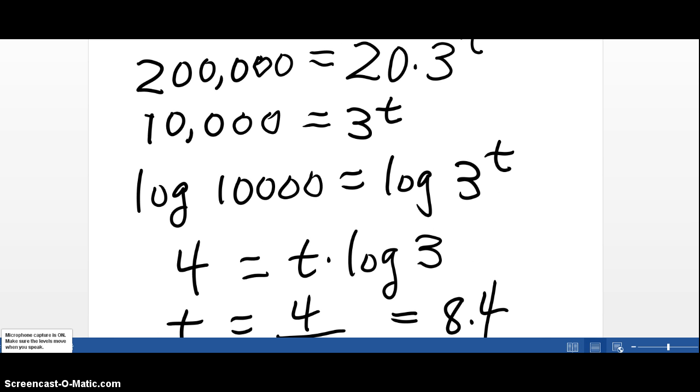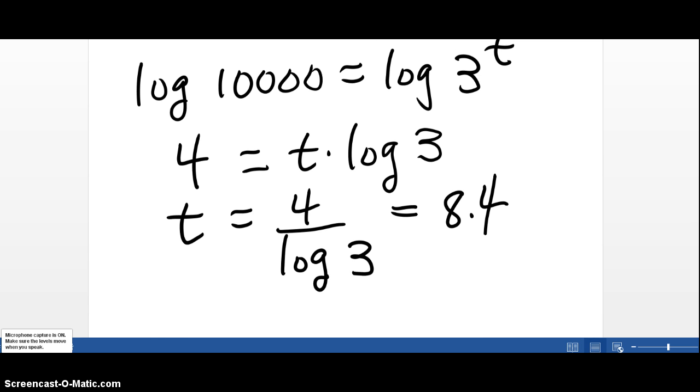Now, the log of 10,000 is 4. The log of 3 to the t, one of the properties of exponents is you can take the t and bring it down in front of the log. So 4 equals t times log 3. Divide both sides by log 3, so t equals 4 over log 3, which is 8.4.